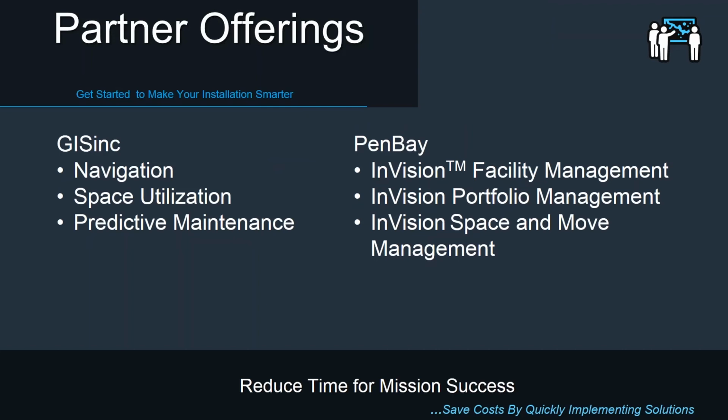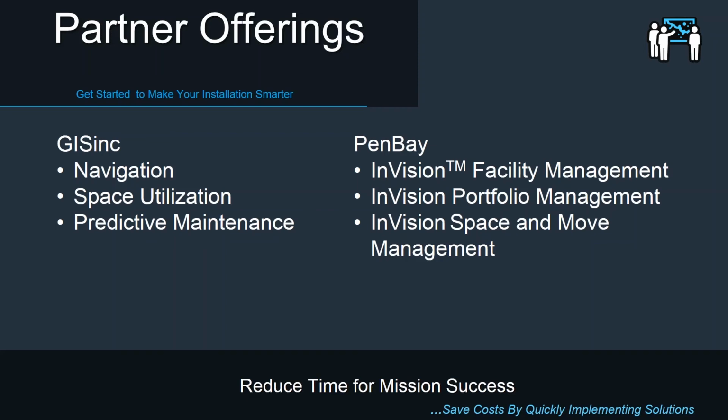GIS Inc. offers an app for navigation that enables occupants of a building or campus to identify best routes between locations. Space utilization for real-time and historical data to provide actual numbers for quantifying space utilization, and predictive maintenance, enabling you to configure data streams to provide real-time health indicators of whatever systems are being monitored to identify potential system faults before they occur.